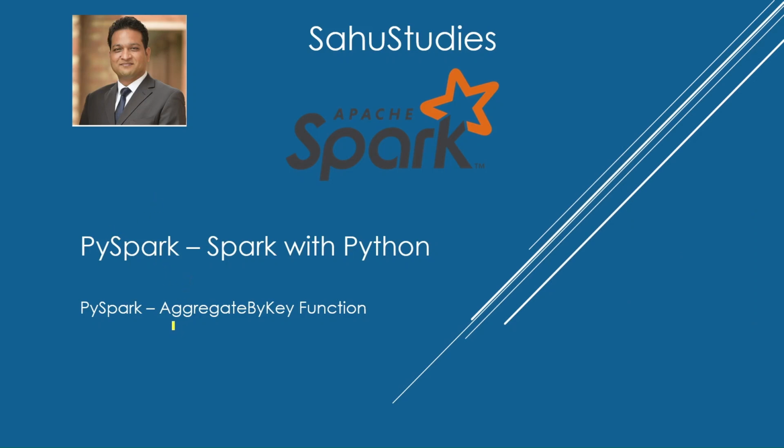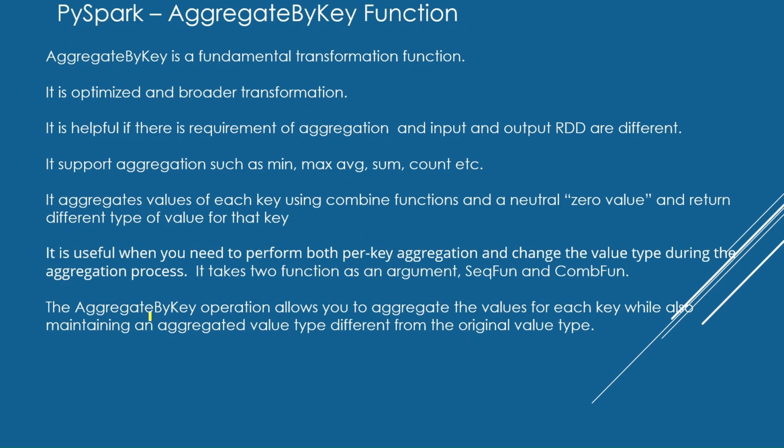In this video, I am going to discuss the aggregate by key function in PySpark. So let's discuss what the aggregate by key function is. Aggregate by key is a fundamental transformation function. Whenever we want to do any kind of transformation on an RDD, we can use aggregate by key. It is an optimized and broader transformation.